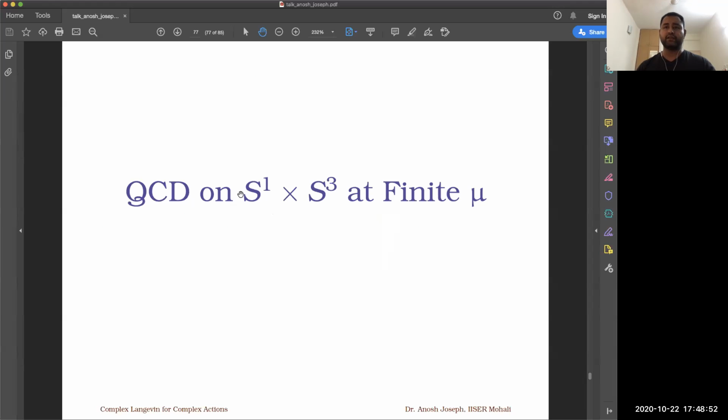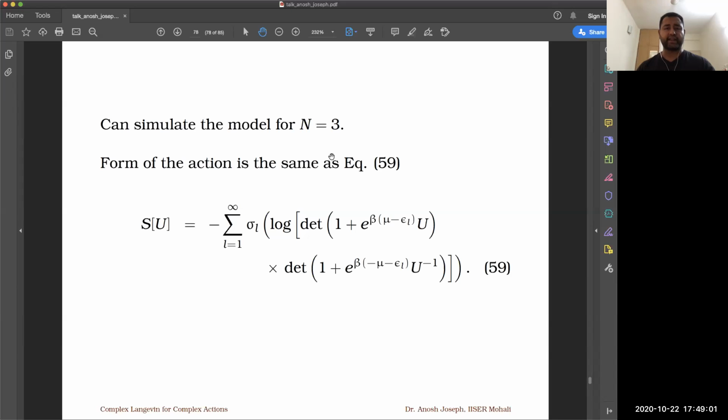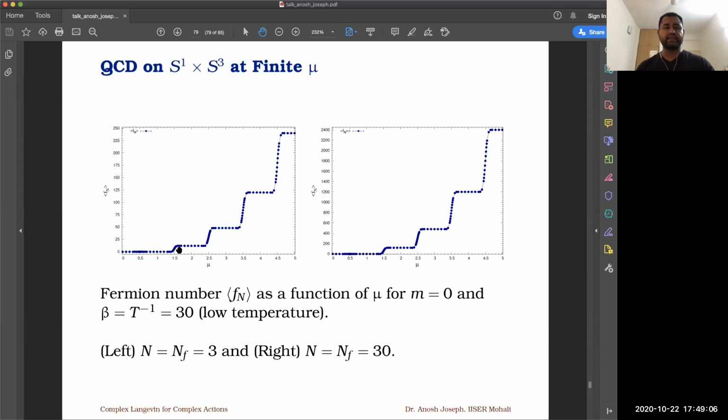Now let's look at QCD on S1 cross S3 at finite temperature. We set n equal to 3, the number of colors. We can simulate the model for n equal to 3, and the action has this particular form. Here we looked at the data for fermion number as a function of the chemical potential. This is for n equal to 3 and this is for n equal to 30. We can plug these numbers into the simulation code and get the data. What we see is there are certain changes, say when mu equals 1.5, 2.5, 3.5. There is some kind of level structure that is visible here.